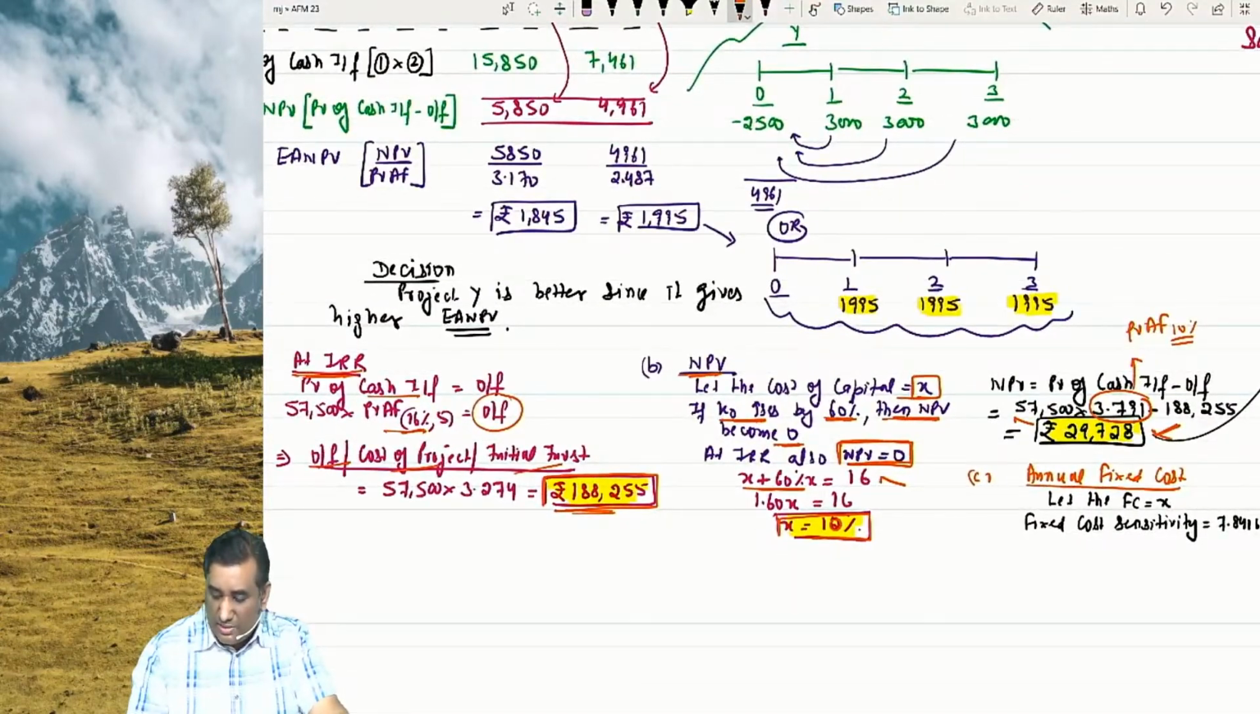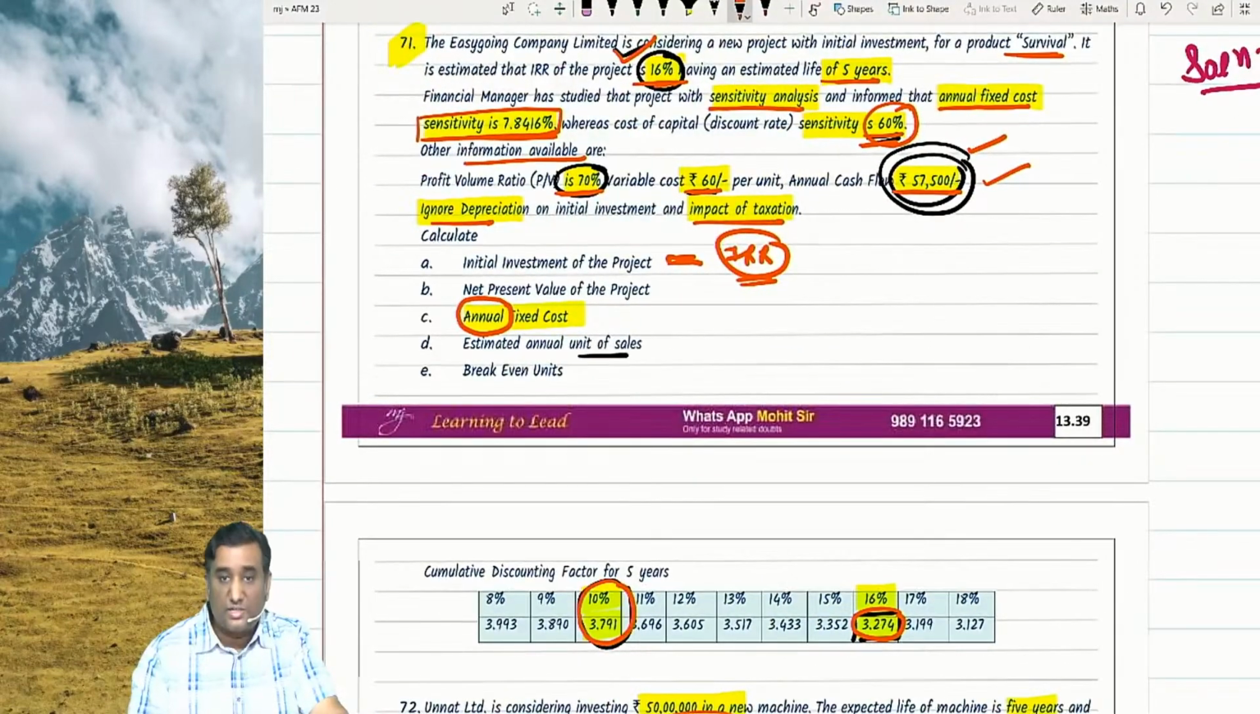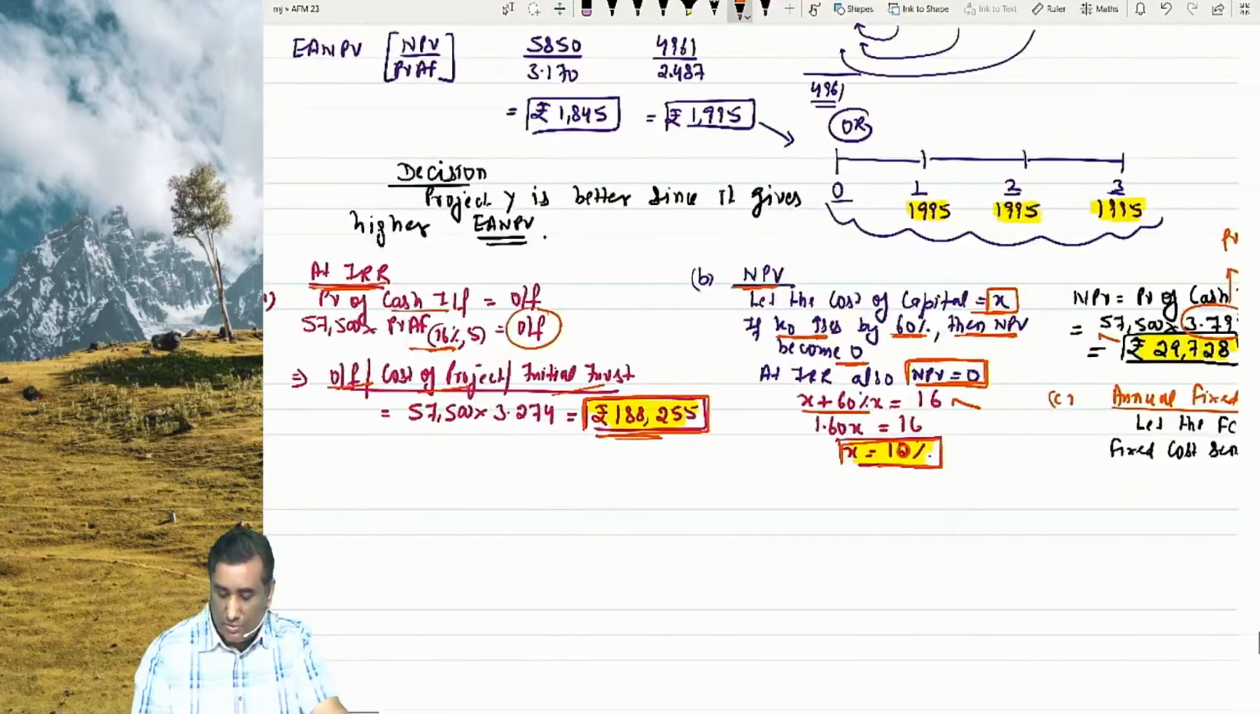So how did you get 3.791? 3.791 was annuity of 10%. This is how I got 3.791. So you can check once.